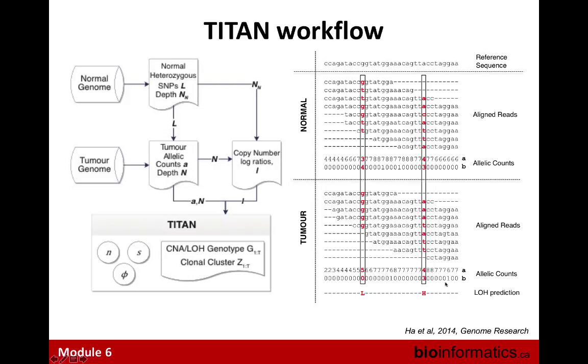And then you apply a statistical model that takes these genotypes and coverage as input and tries to learn where the copy number and loss of heterozygosity segments are. And then it tries to determine their cellular prevalence. So you can see here, in the normal, there was a heterozygous event, 3 reads versus 4 reads for the A and B, and you go to homozygosity in the tumor. So you have 5 reads supporting just one allele.